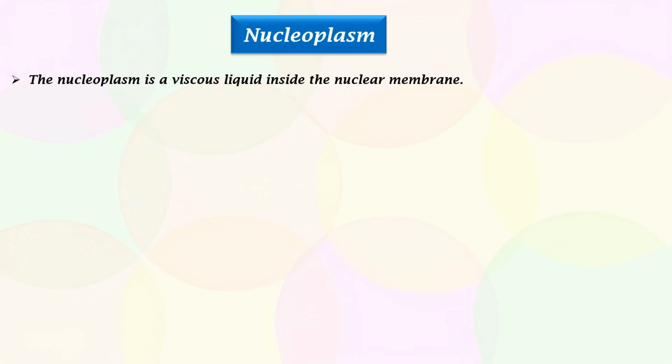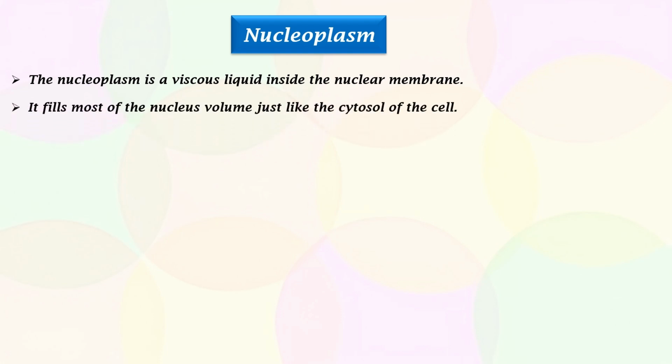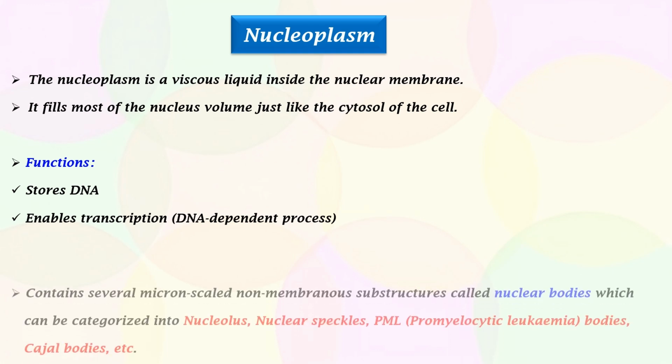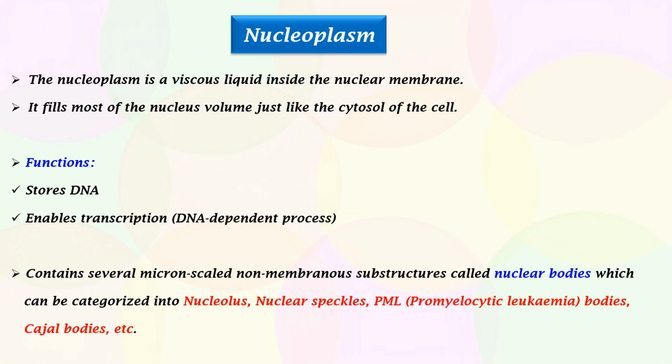Nucleoplasm. The nucleoplasm is a viscous liquid present inside the nuclear membrane of the cell. It fills most of the nucleus volume, just like the cytosol of the cell. Functions of nucleoplasm. It stores DNA and enables transcription. Nucleoplasm contains several micron-scaled non-membranous substructures called nuclear bodies, which are categorized into nucleolus, nuclear speckles, promyelocytic leukemia bodies, and Cajal bodies, etc.